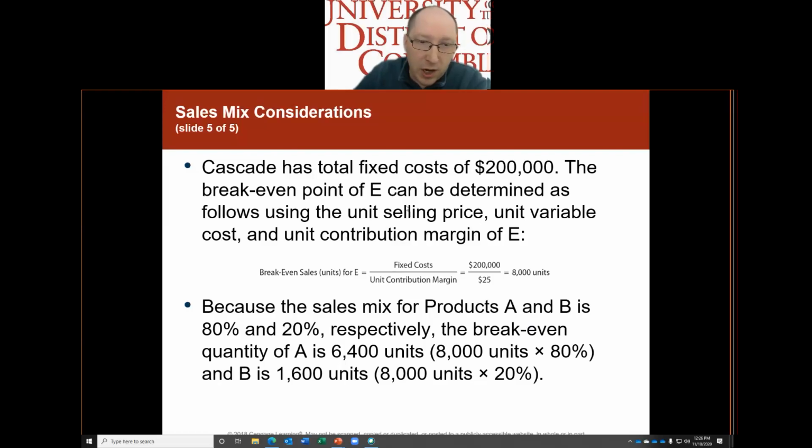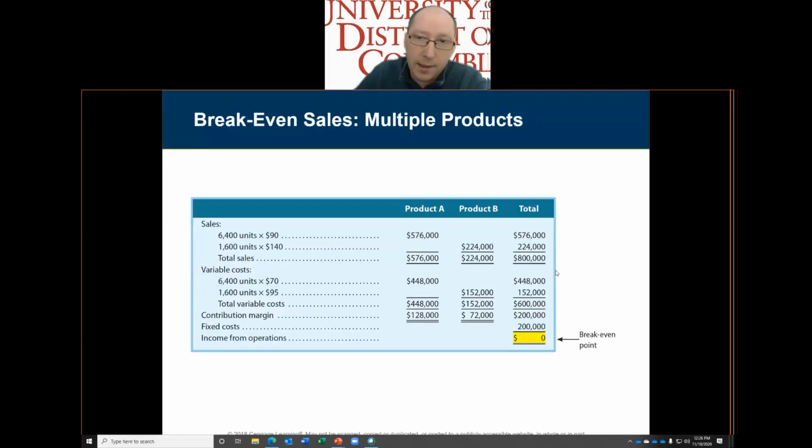Remember, anytime we're looking at break even, take your total fixed cost divided by unit contribution margin to get your break even number of units you need to sell. And here's how it looks from a nice graphical perspective.